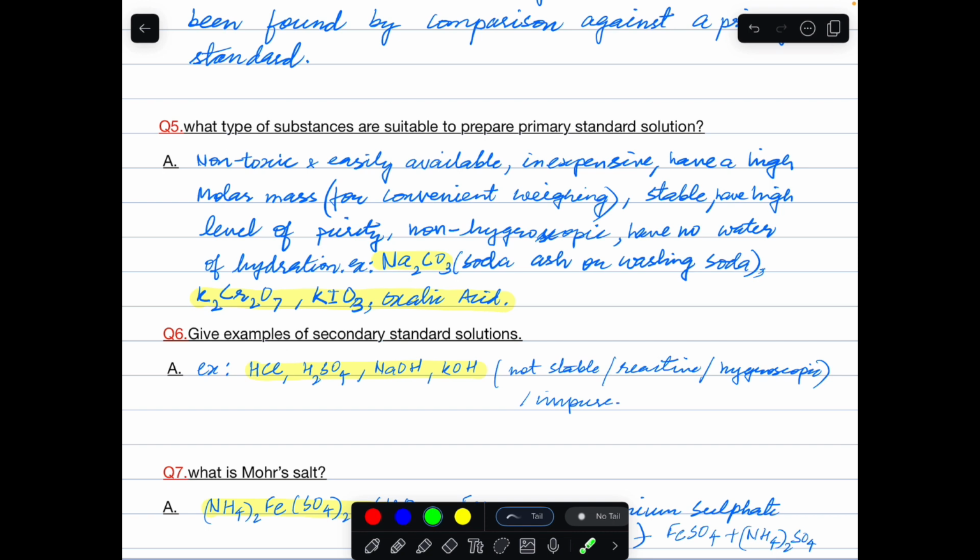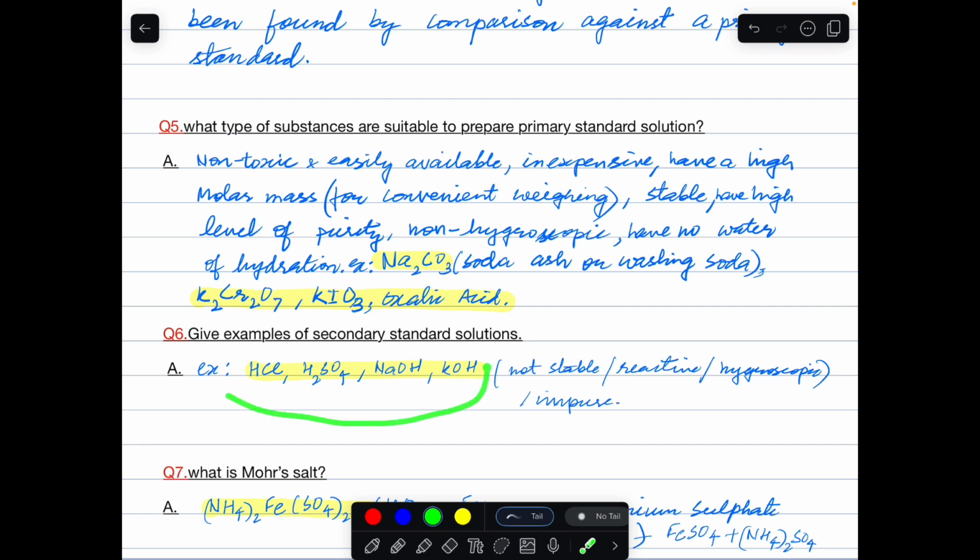We discussed that secondary standard solutions are prepared indirectly, by finding their accurate concentration from some other means. We cannot weigh them and prepare their solution directly. These are substances which are not stable, which are very reactive, therefore it is not easy to prepare their solution directly. They are hygroscopic, like sodium hydroxide, and they are sometimes impure.